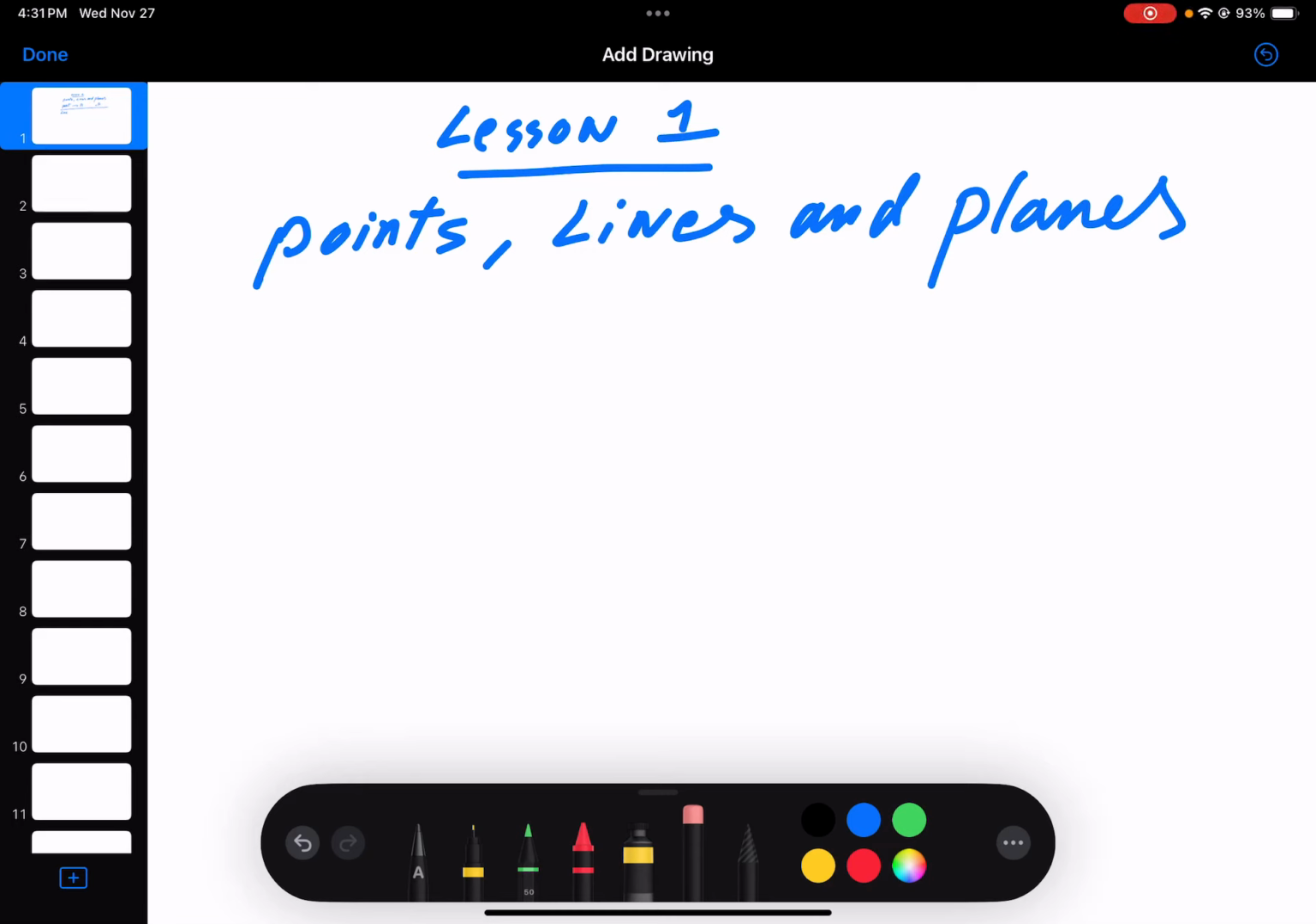Lesson 1: Points, lines, and planes. Starting with definitions, a point is denoted as such with a capital letter next to it. A.